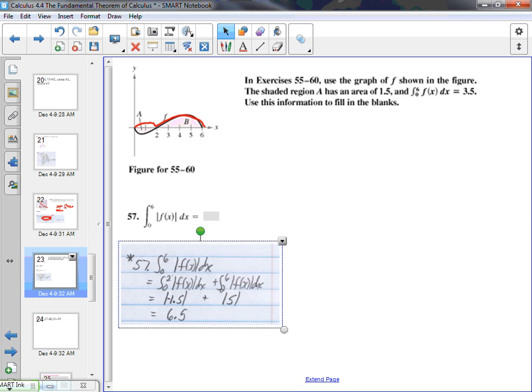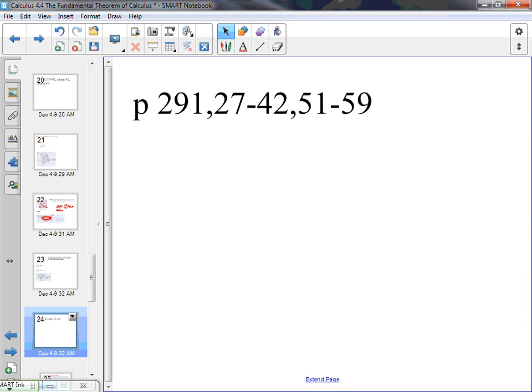The only difference is on 23 we had a function, so we found the different parts by doing the antiderivative using the fundamental theorem of calculus. This problem we could have worked before Christmas. That didn't help, did it? We'll think about it. Maybe I can explain it better next time. There's what you need to be working on. Page 291, 27 through 42, and 51 through 59.